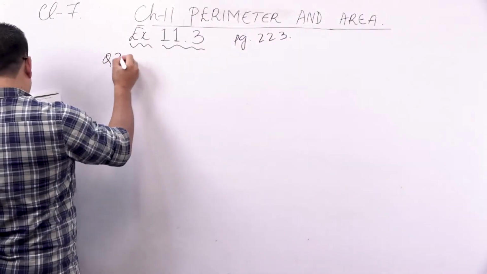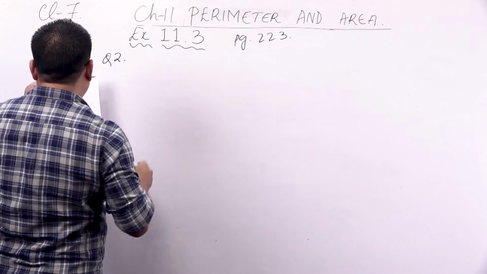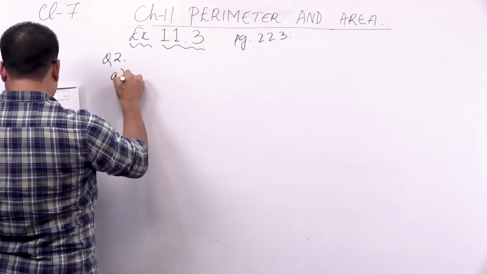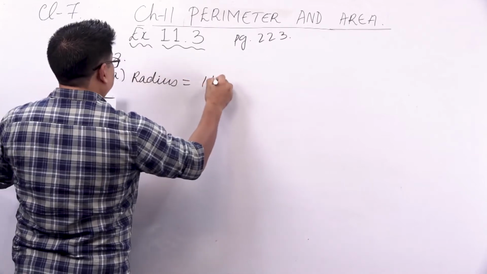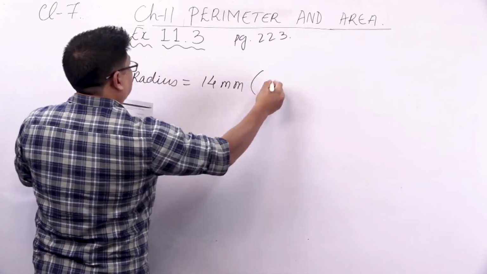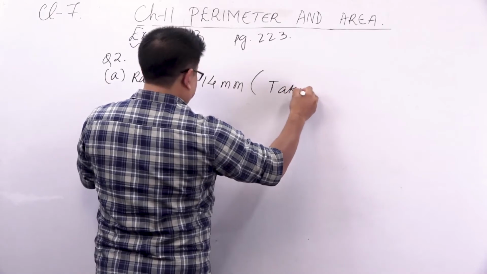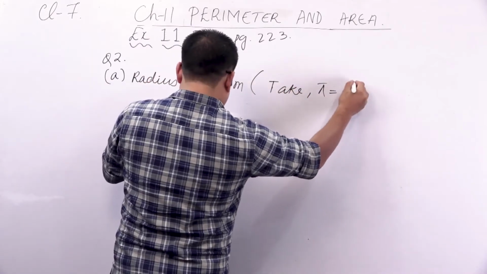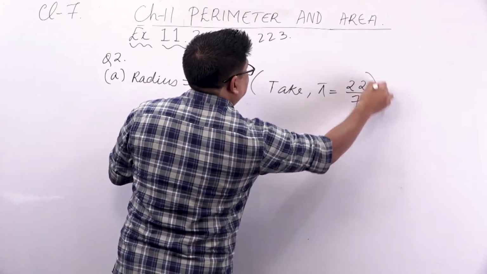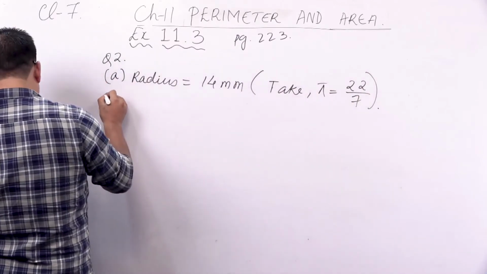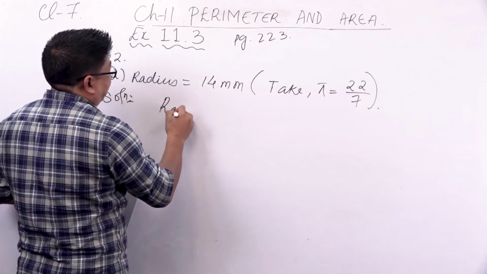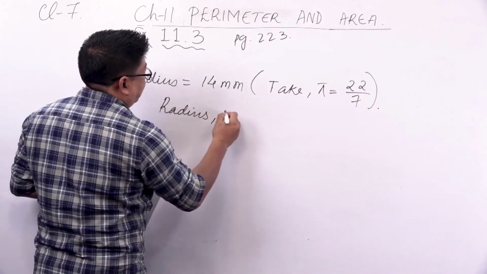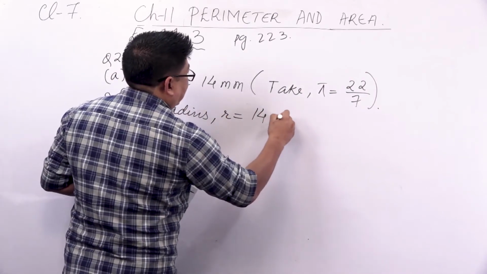Question number 2. It says, find the area of the following circles given that the radius is 14 mm, and they have also instructed us to take pi is equal to 22 by 7. So everything is given here, whatever we need. So they have given us the radius. Let's say your radius is r, 14 mm.